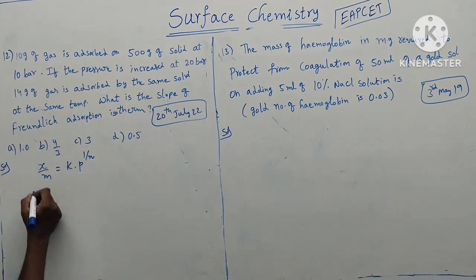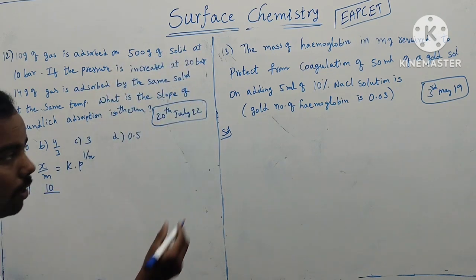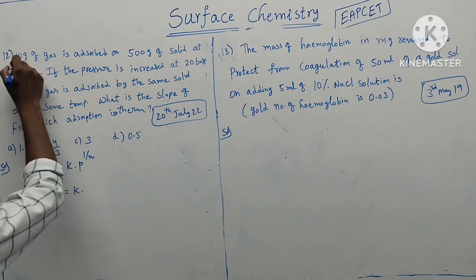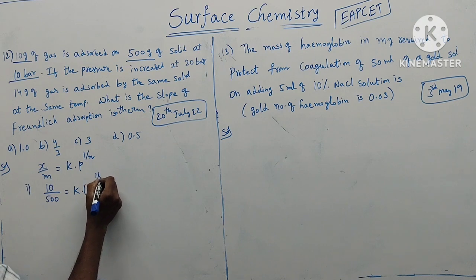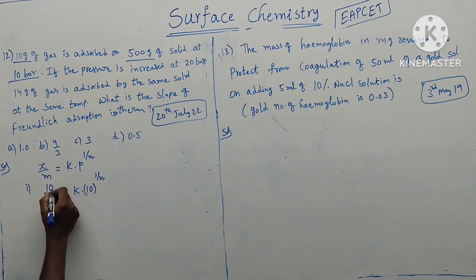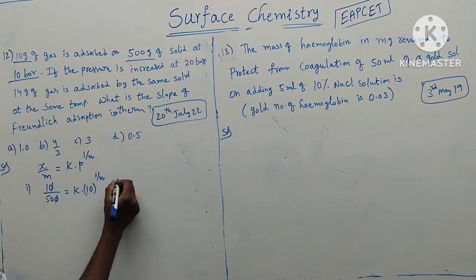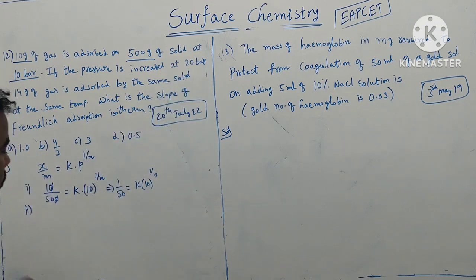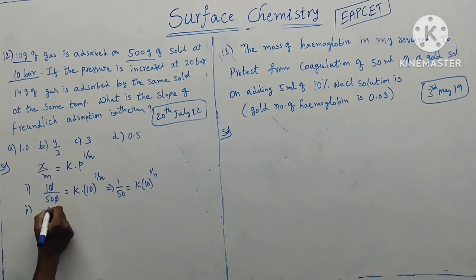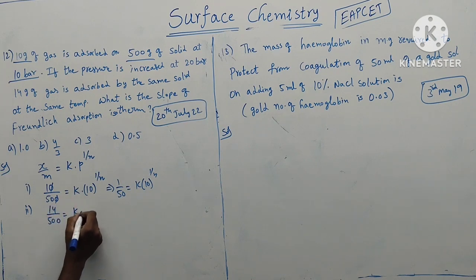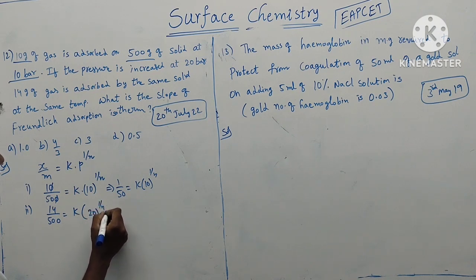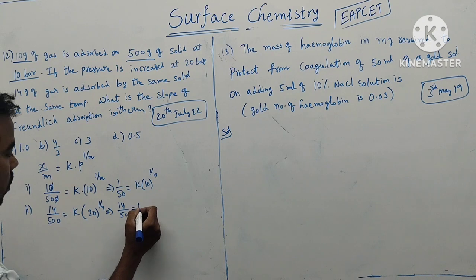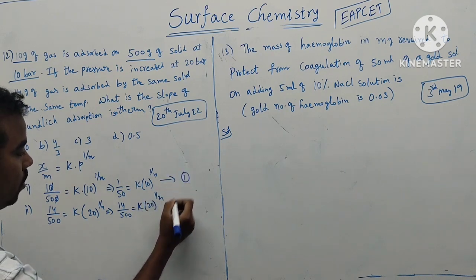In the first case, 10 grams of gas is adsorbed on 500 grams of the solid. So 10 by 500 is equal to k into pressure, 10 bar, so 10 power 1 by n. 10 by 500 means 1 by 50. So 1 by 50 is equal to k into 10 power 1 by n. In the second case, the pressure is increased to 20 bar, and 14 grams of gas is adsorbed by the same solid. So 14 by 500 is equal to k into 20 power 1 by n. This is equation 2.